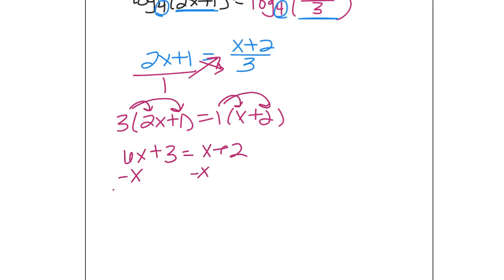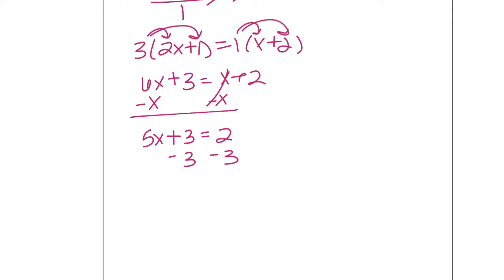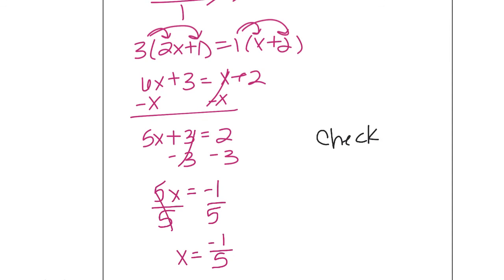Subtract x from both sides. 5x plus 3 equals 2. Subtract 3. 5x equals negative 1, and then divide by 5. So x is equal to negative 1/5. So remember, we need to check and make sure that this negative 1/5 is not going to make a negative inside any of my logs before we can say that this is the answer.